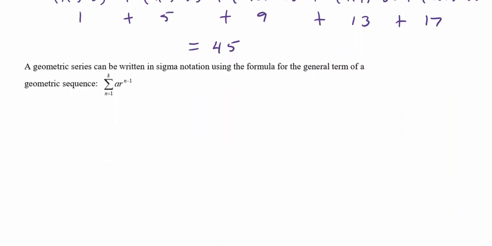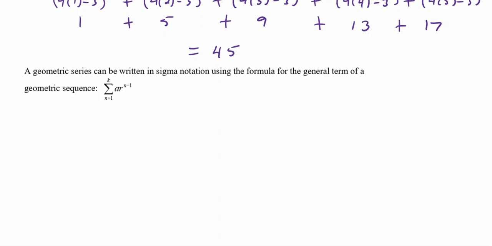Okay, so now a geometric series can be written in sigma notation, also using the formula for the general term of a geometric sequence. So in this form, right? That was your first equation on your formula sheet there. Okay, so we can use it. We can use it with this as well.